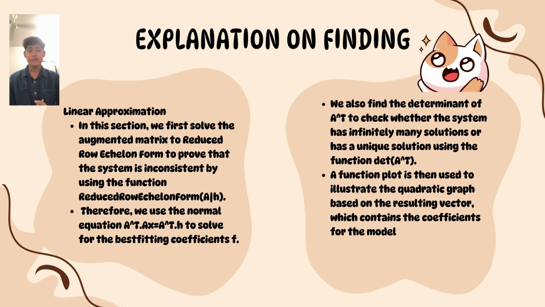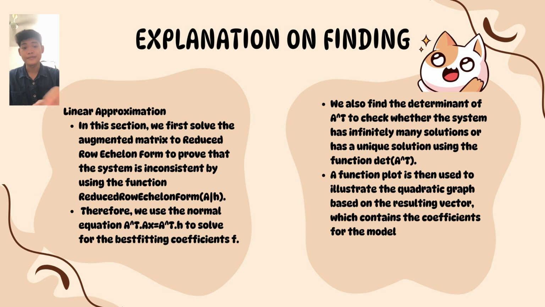In this section, we first solve the augmented matrix to RREF form to prove that the system is inconsistent by using the function ReducedRowEchelonForm. Therefore, we use the normal equation A transpose A X equals A transpose H to solve for the best fitting coefficients. We also find the determinant of A transpose A to check whether the system has infinitely many solutions or a unique solution using the function Determinant. A function plot is then used to illustrate the quadratic graph based on the resulting vector which contains the coefficients for the model.